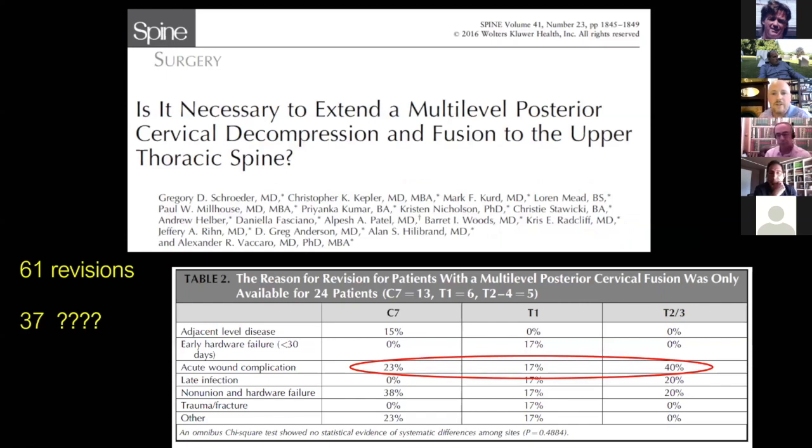So when I start to look at the papers that have been published recently that are, again, over 200 patients, and this is a great group from Jefferson. We all know the names.